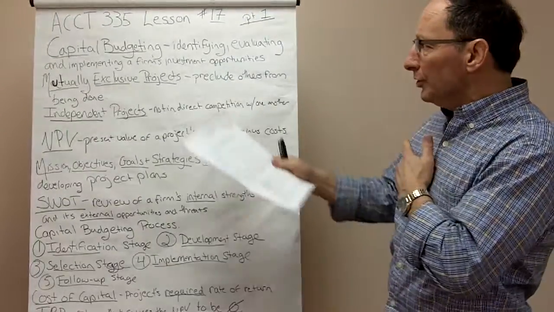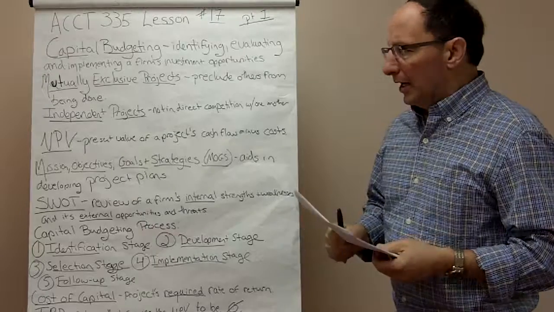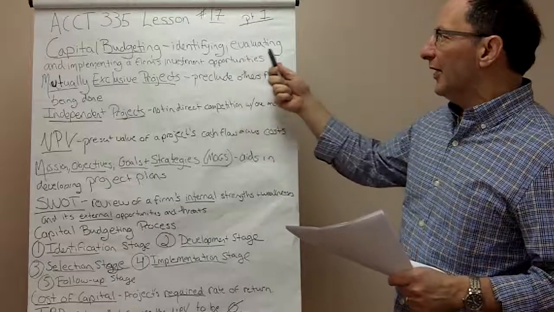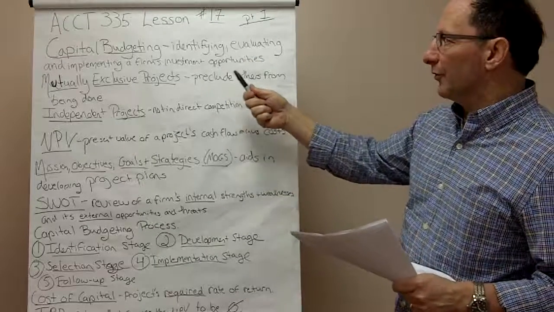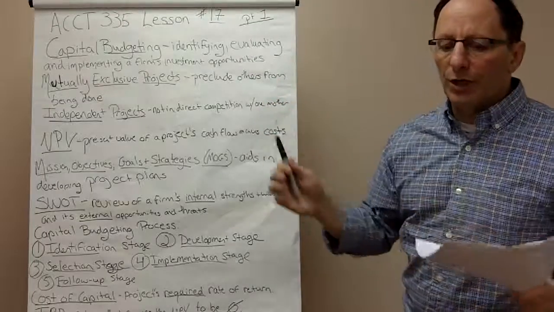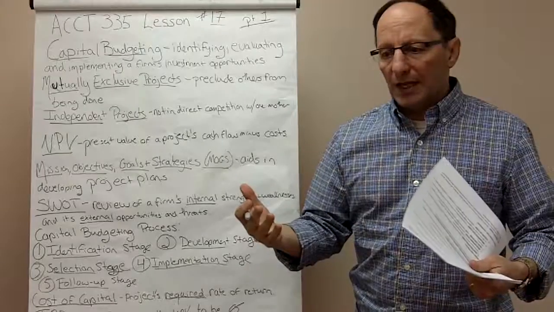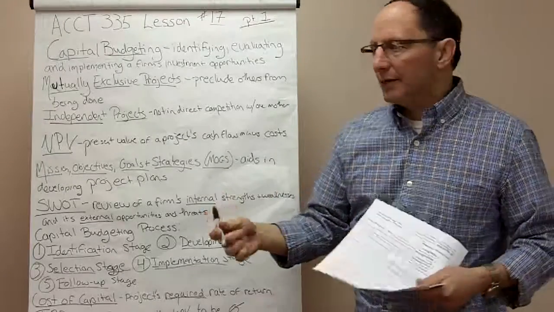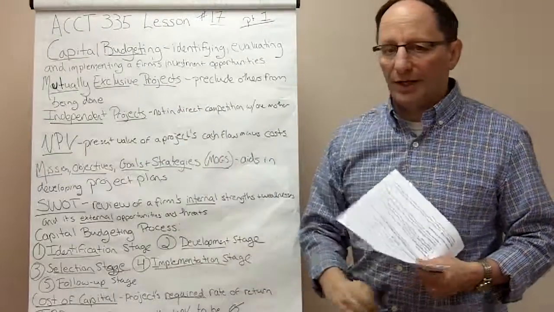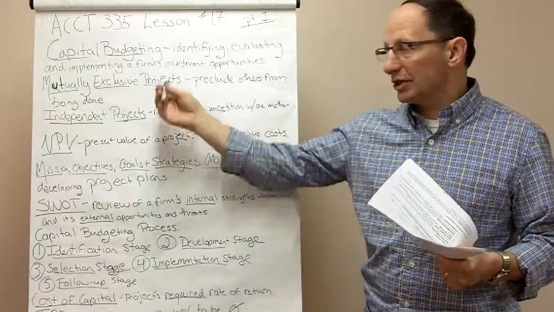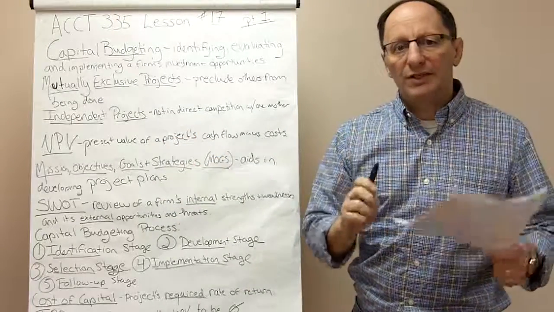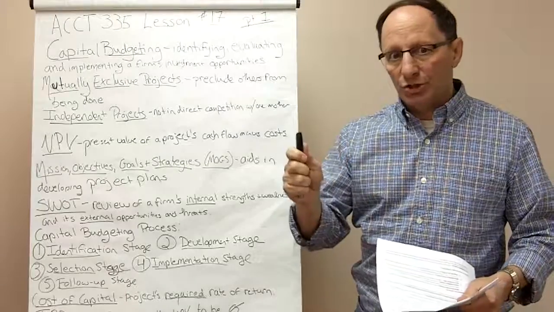Anyway, talking about capital budgeting, which identifies, evaluates, and implements a firm's investment opportunities. What we're going to do is say, okay, we have so much money being invested, and we've got different projects that are mutually exclusive or independent projects. We'll discuss what that means. We're going to decide which of those we should do.